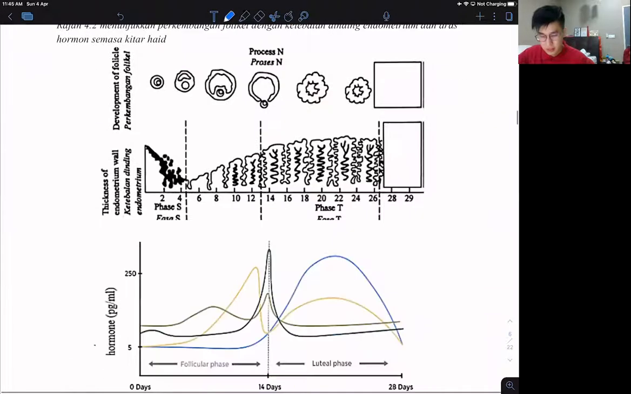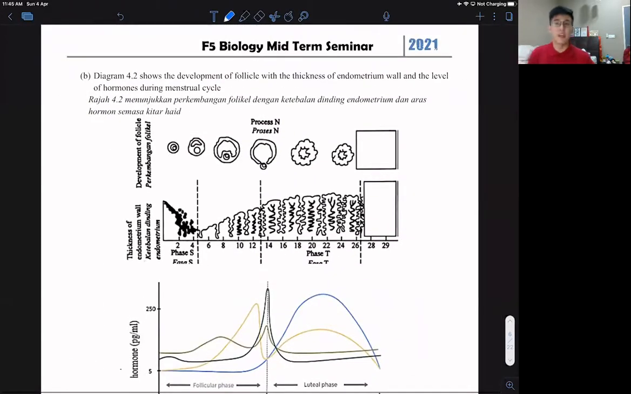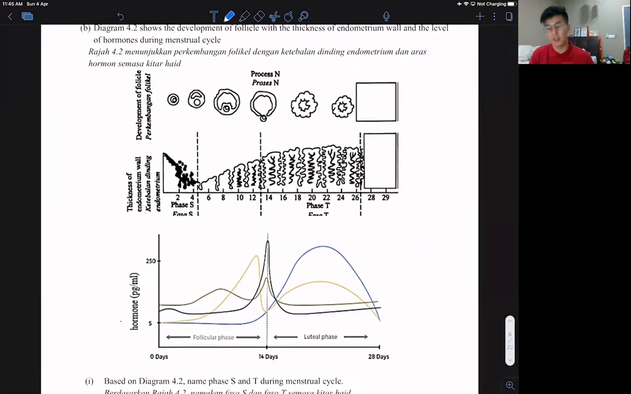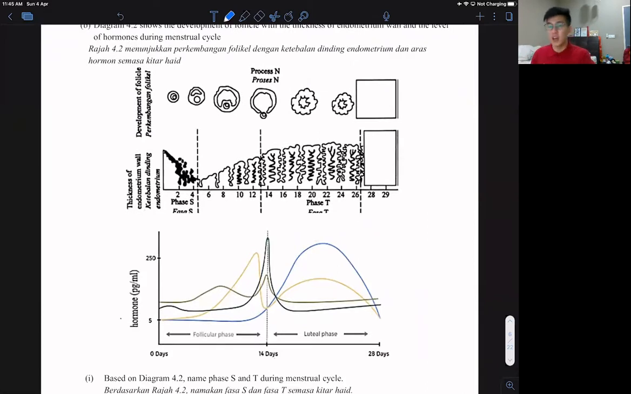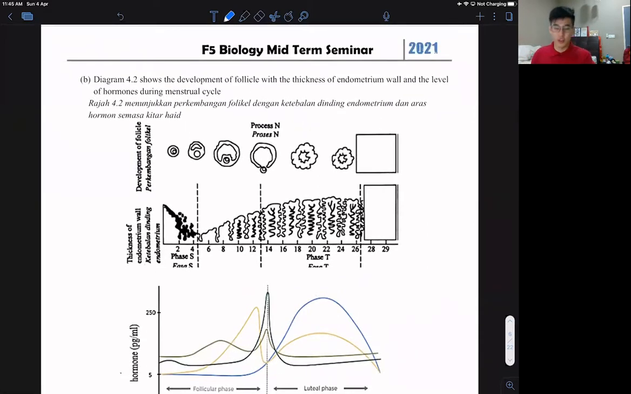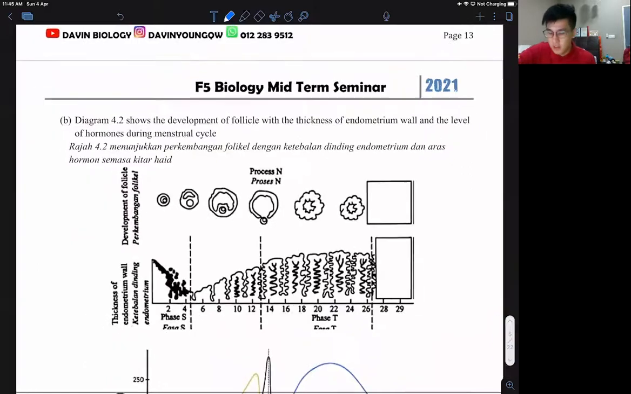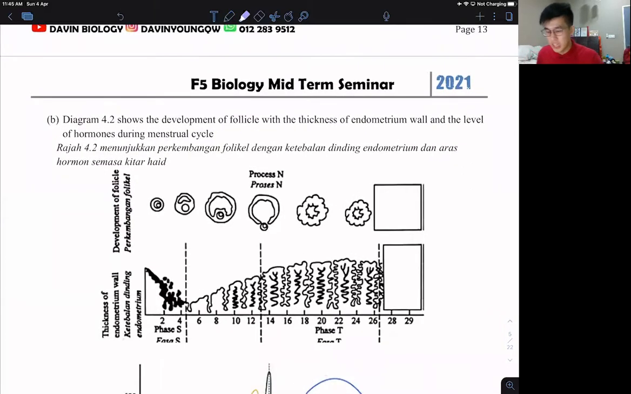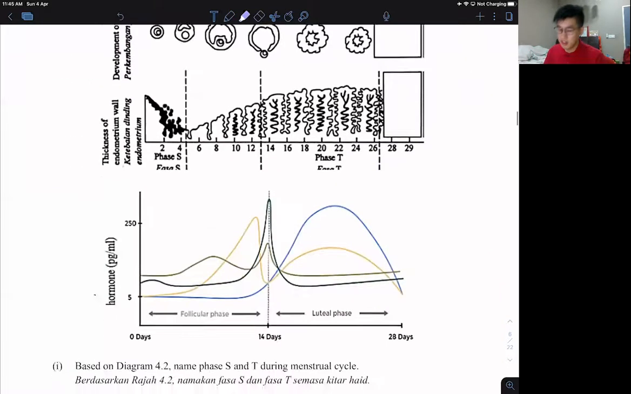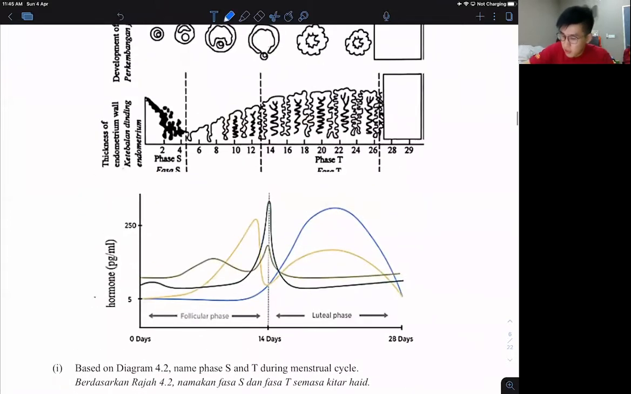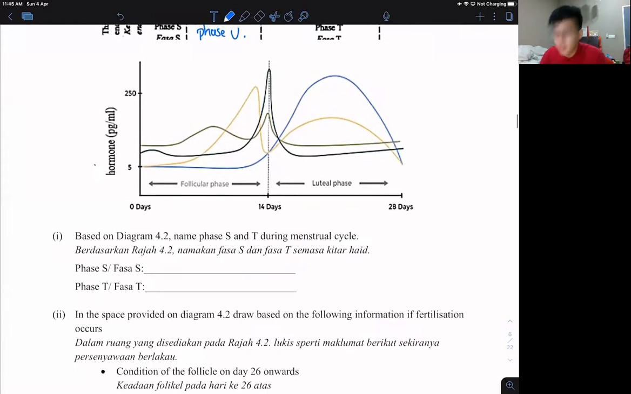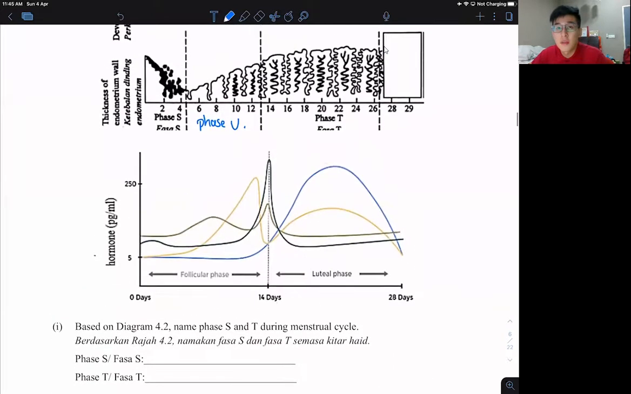Next question. Now, this is the main one, the menstrual cycle. You can see here I have the graph of hormones. I also have the thickness of the endometrium. So 4.2 shows development of the follicle with the thickness of the endometrium wall and the level of hormones during the menstrual cycle. Okay, here I actually left out a few things. Help me label phase U. I think there's one U over here, if not mistaken. Let me check properly first. Yeah, I left out U there, you just have to label it.